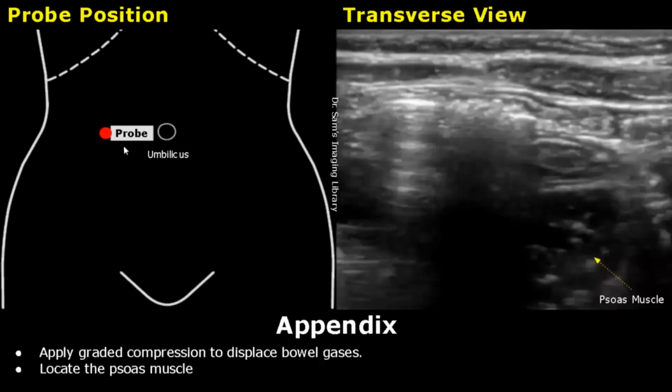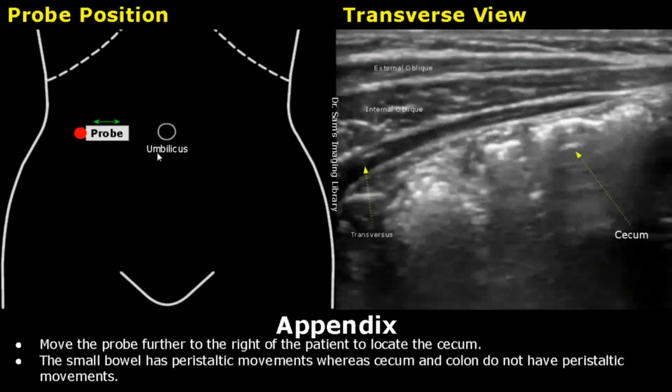Next, apply graded compression to displace bowel gases and locate the psoas muscle by keeping the probe in this manner. You will find the psoas muscle around here, and this is the dirty shadowing due to bowel gases, and you can also see some bowel loops. Move the probe laterally to the right of the patient to locate the cecum.